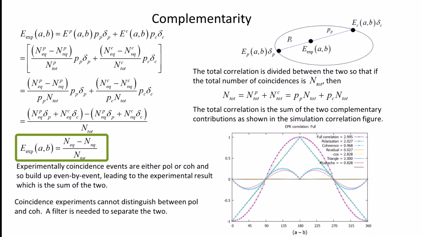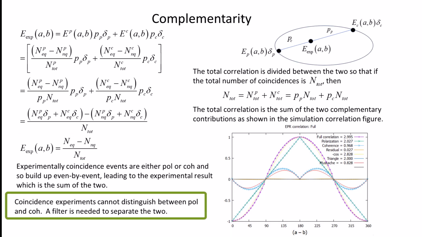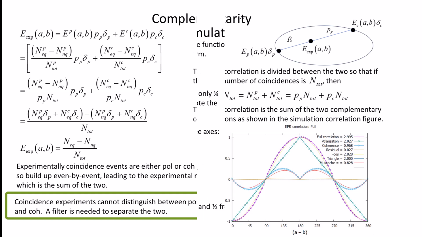Therefore, the total correlation agrees with the experimental accumulation of coincidences. Ideally, a filter would show this to be true. A filter could be built by polarizing the source so that all the particles in the beam are oriented at a fixed value of theta. Then the filter angles can be chosen to favor polarization cliques or coherence cliques.